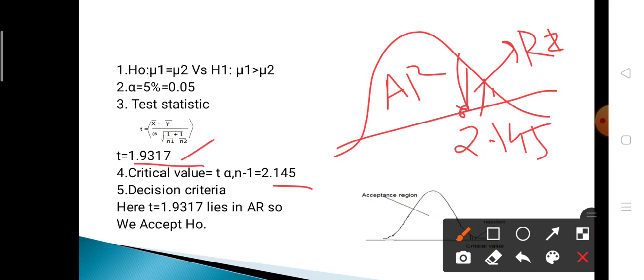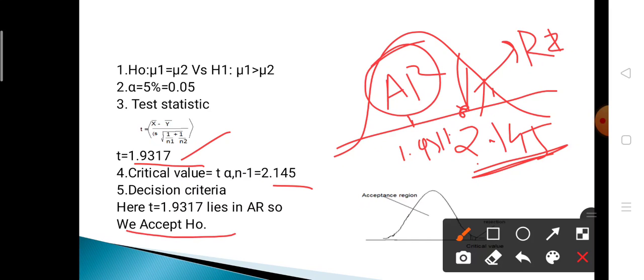Now in which region does this test statistic value lie? Here T is equal to 1.9317, which is less than 2.145. That means this value lies here, 1.9317. That means it lies in the acceptance region. That's why we accept H0. And what is H0? Mu1 is equal to mu2. That means the population means for the two samples may be the same. This is our conclusion. So the whole test is the unpaired T test.